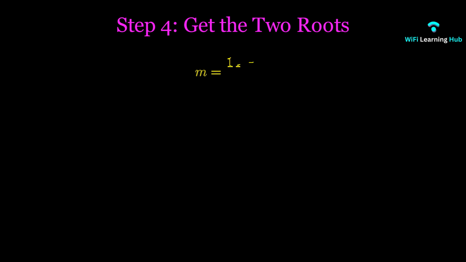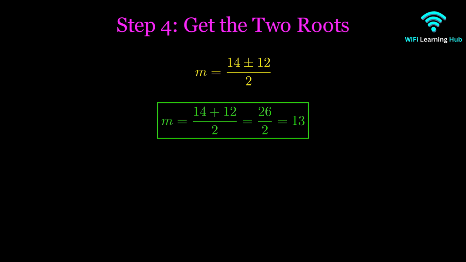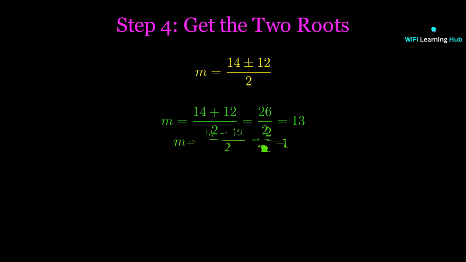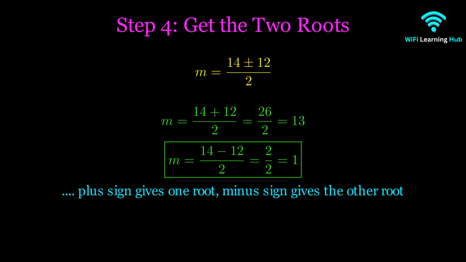Now we separate the plus and minus cases. Using the plus sign, m equals (14 plus 12) divided by 2, which is 13. Using the minus sign, m equals (14 minus 12) divided by 2, which is 1.